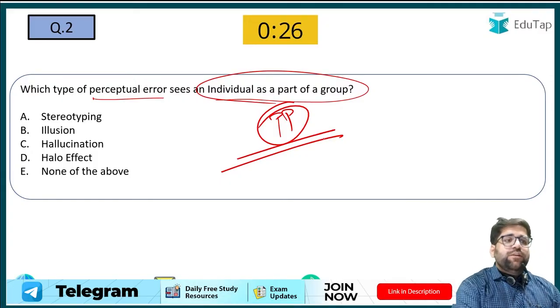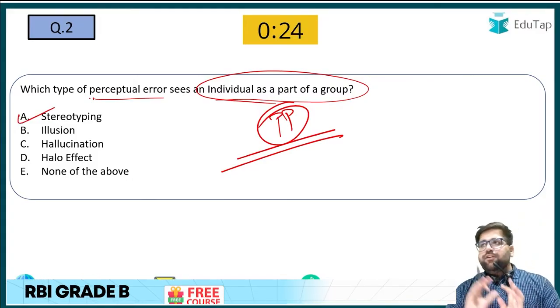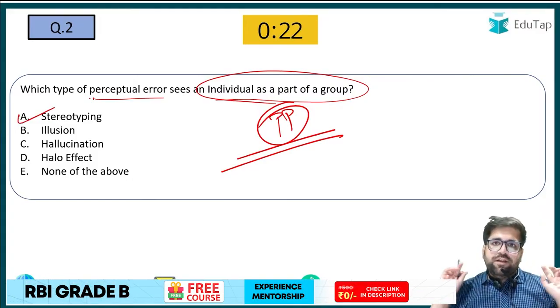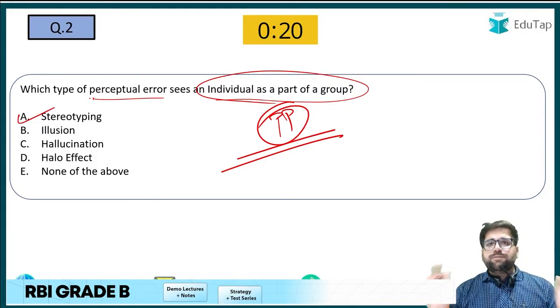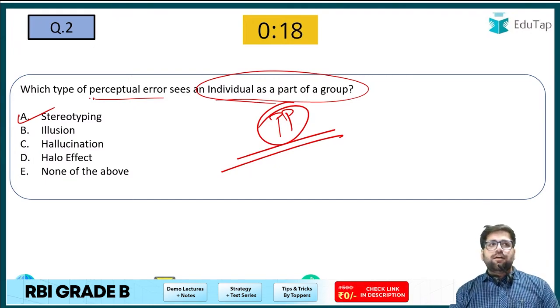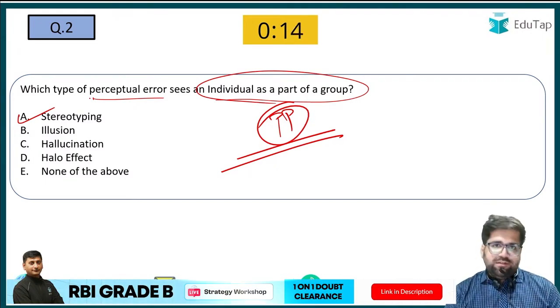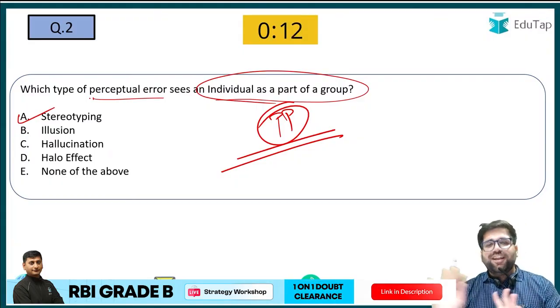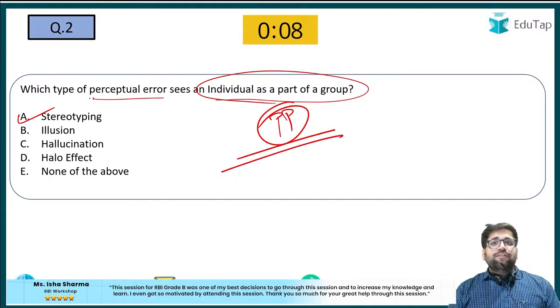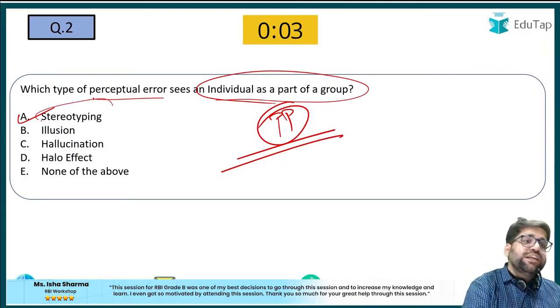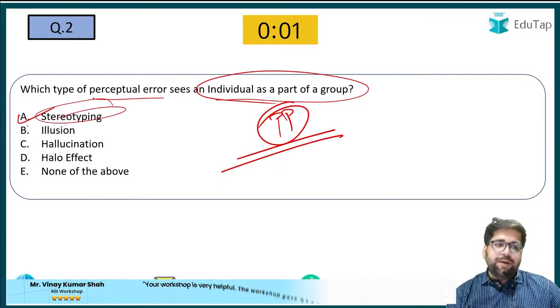Yes, the correct answer will be stereotyping. Under stereotyping, we take one particular person and we regard that person as a part of a group. For example, let's take South Indian people. We assume that South Indian people eat too much rice. I am just taking this as an example, do not take it on a personal scale. So anyone who is coming from South India, we assume that they are eating too much rice. This is a kind of stereotyping which is happening right now in India.